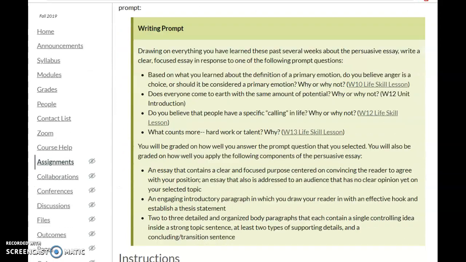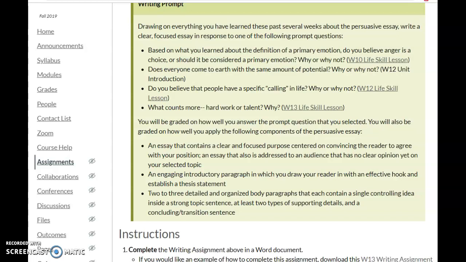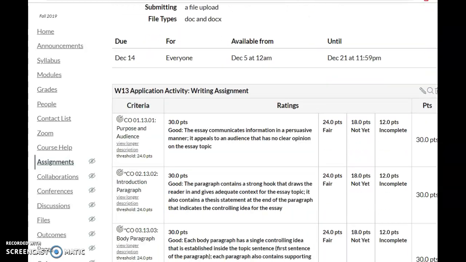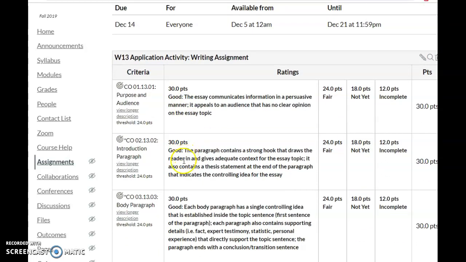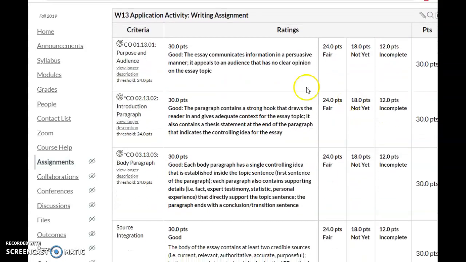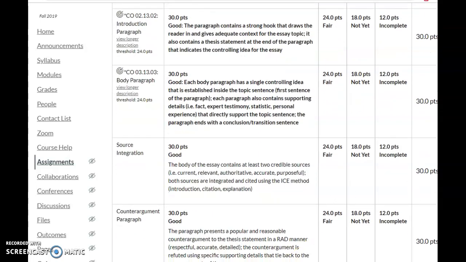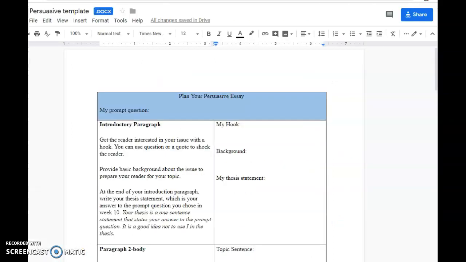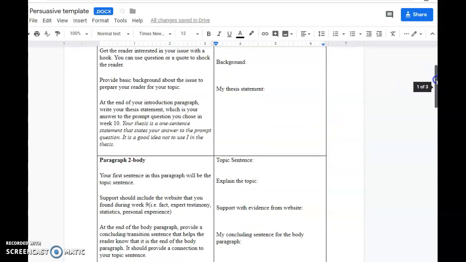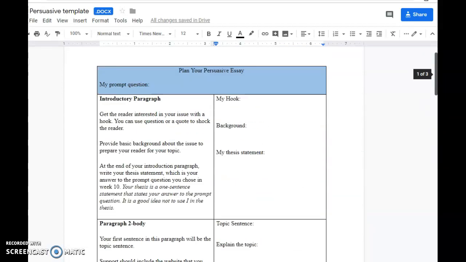It summarizes the list of questions that you can choose from, and then it also gives you a rubric. And remember, a rubric shows you what you're going to be graded on. I have taken this rubric and created a template for you. Let me show you that template right now. This template goes paragraph by paragraph and tells you everything that you need to include.